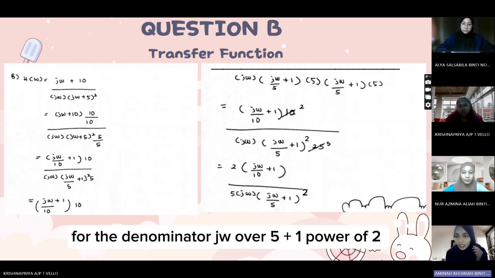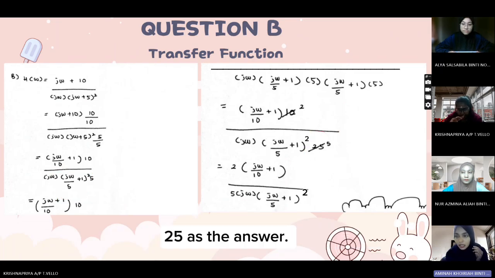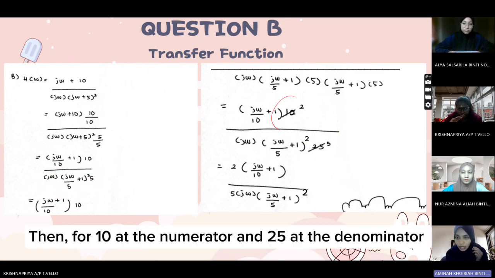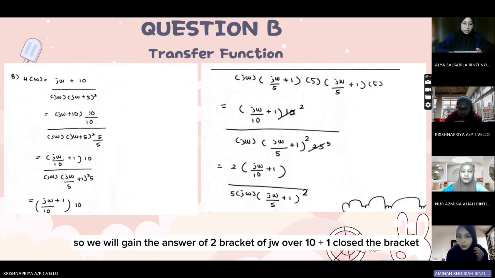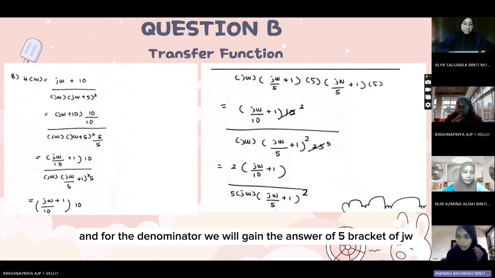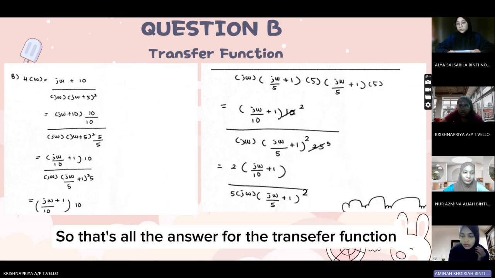For the denominator, j omega over 5 plus 1 to the power of 2 needs to be solved, so we will gain 25 as the answer. Then for 10 at the numerator and 25 at the denominator, it needs to be divided by 5. So we will gain the answer of 2 bracket of j omega over 10 plus 1, close the bracket, and for the denominator, we will gain the answer of 5 bracket of j omega and bracket of j omega over 5 plus 1. So that's all the answer for the transfer function.